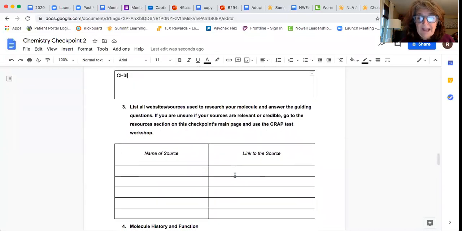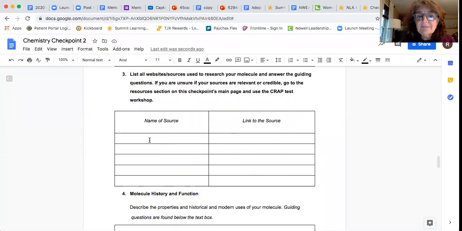So the next thing we're asking you to do is to give me the name of your source and a link to your source. And this is really going to help you because oftentimes kids forget where they got information or they can't find the link again. So this is just going to be a simple copy, paste, copy, paste, copy, paste. Now, if you don't know whether something is really relevant or whether it's going to pass what we like to call the CRAP test, you should take a look at a resource I've provided back in your checkpoint.